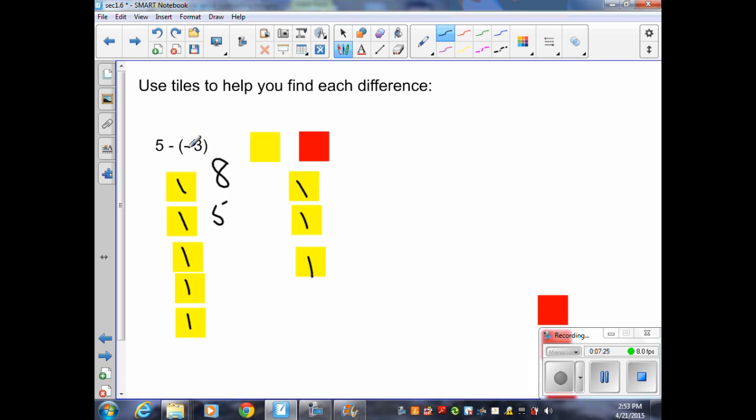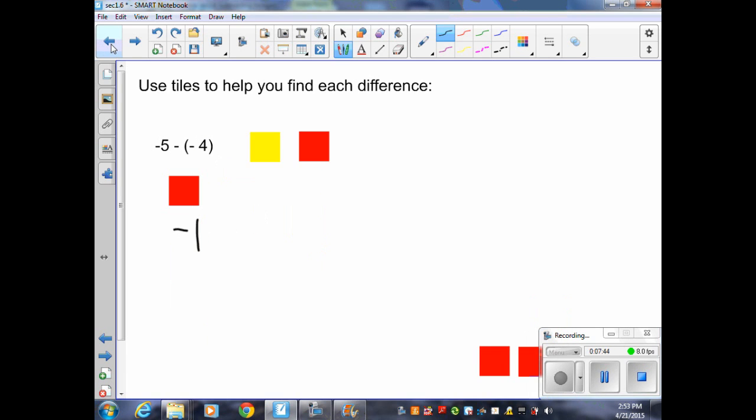What I'm doing is adding the opposite of what's here. So 5 plus 3. Subtracting a negative gives me 5 plus 3. 5 plus 3 is 8. 5 minus a negative 3 is 8. And here I have a negative 5. Again, subtracting a negative gives me a negative 1.